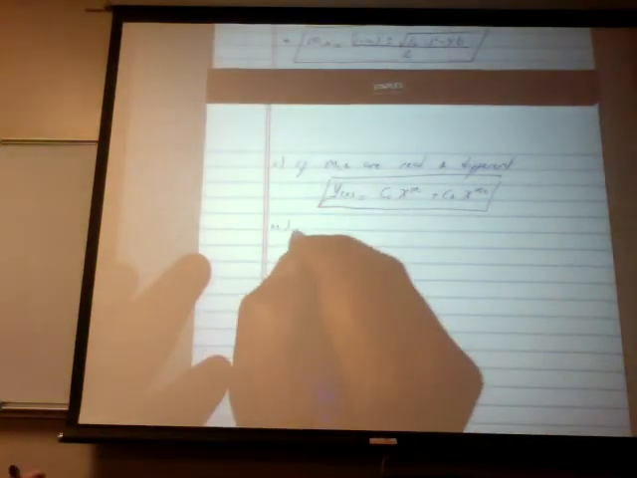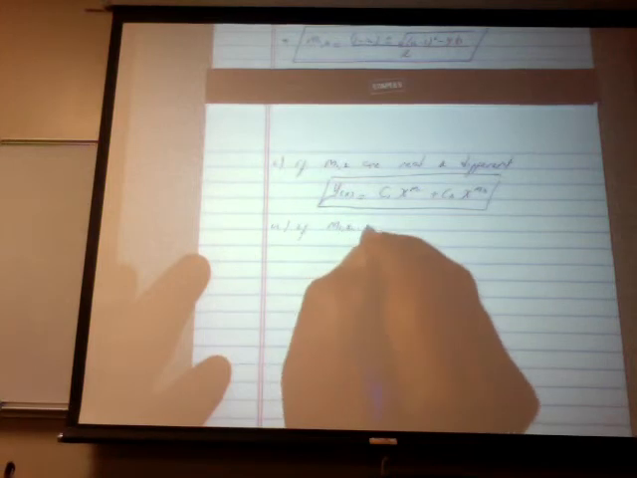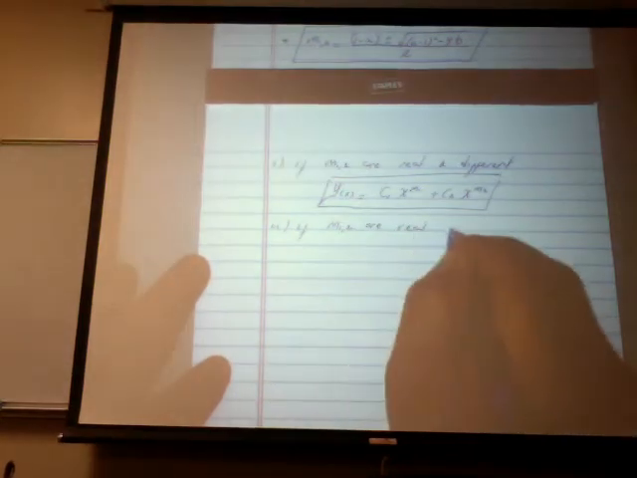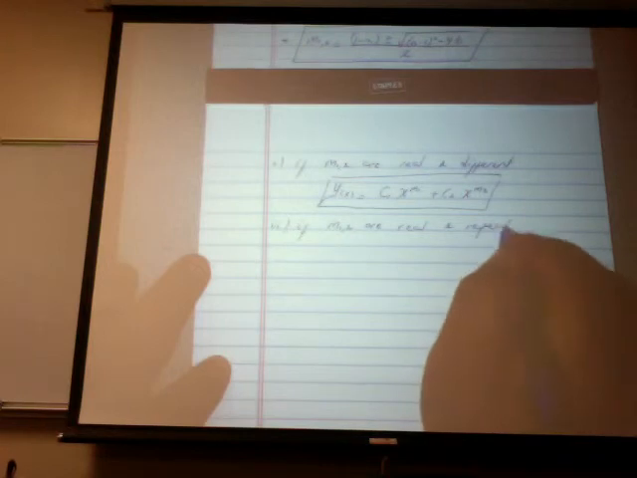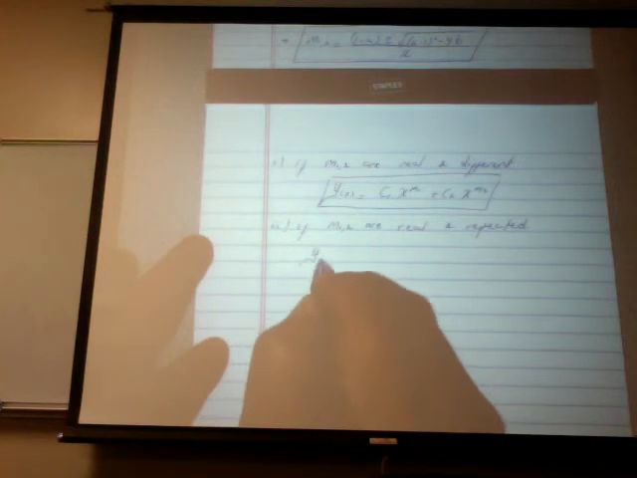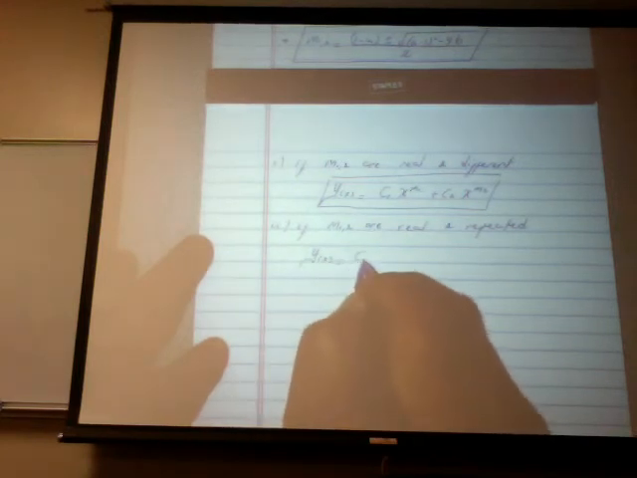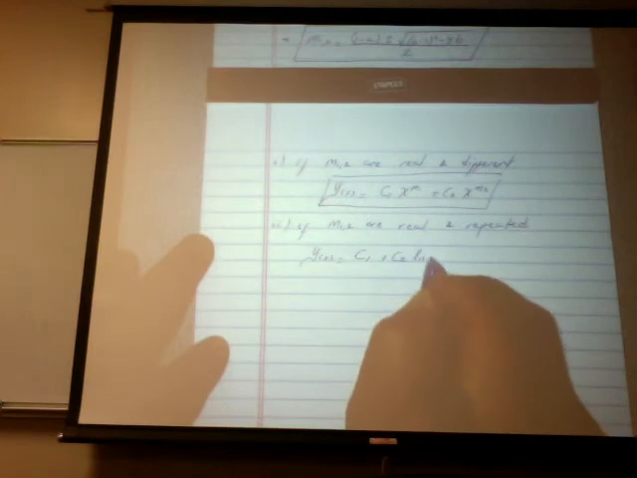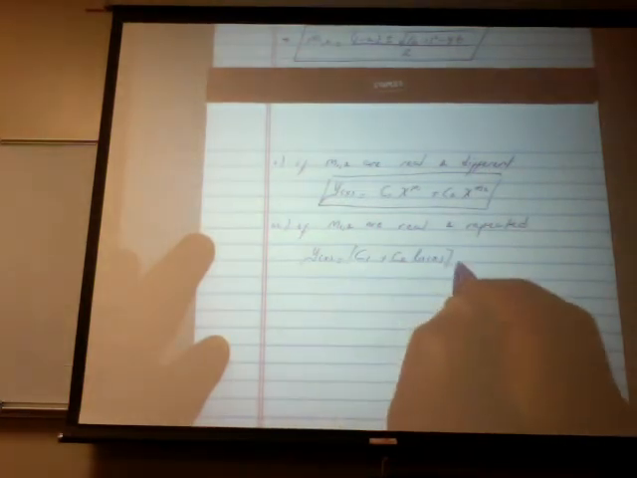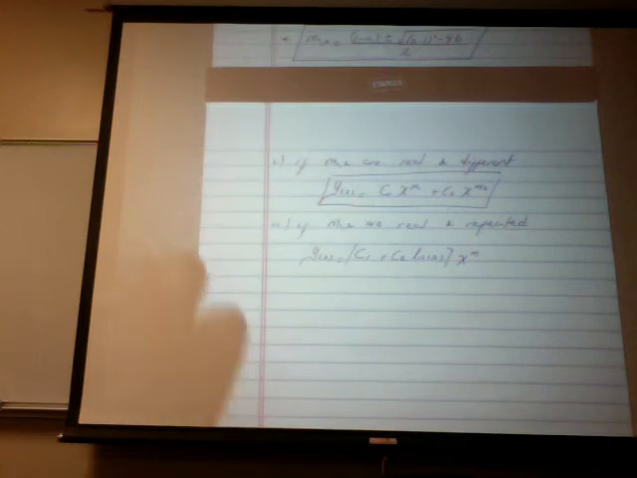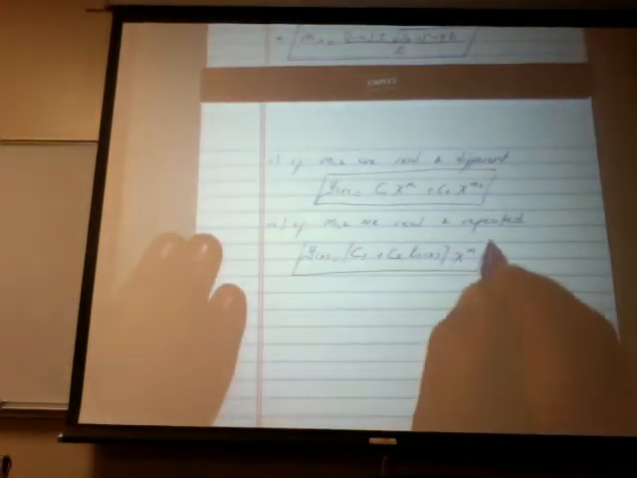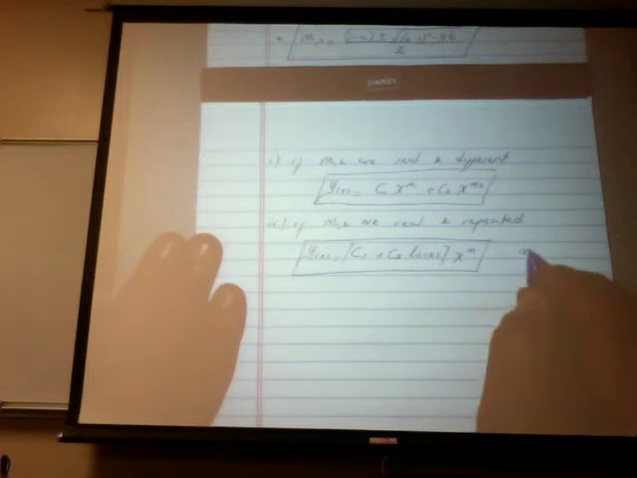There are two constants of integration, c1 and c2, which can be fixed using the boundary conditions. Case 2: if m1 and m2 are real and repeated, that means that the argument inside the square root is 0, then y of x is equal to c1 plus c2 times log of x, times x to the m, such that m is equal to m1, which is equal to m2.